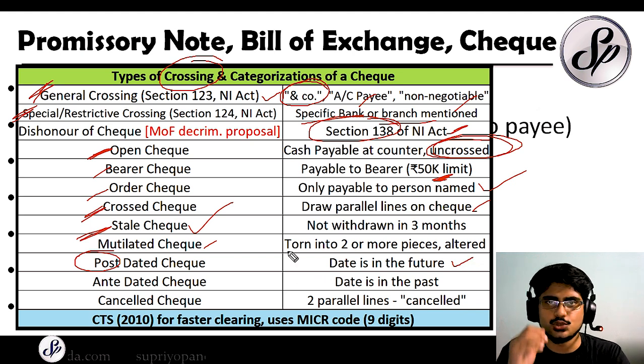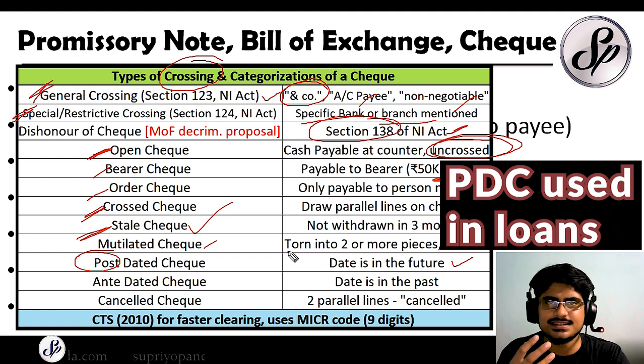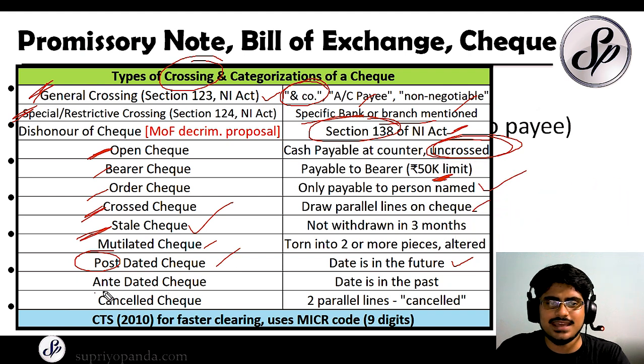So if you are issuing that check on October 1st, but you just wrote down over there October 10th, then that check cannot be encashed before October 10. It's in the future. So for any kind of loans, usually banks will be taking some post-dated checks or PDCs, just to ensure that you can make the payments, and it is some kind of a security.